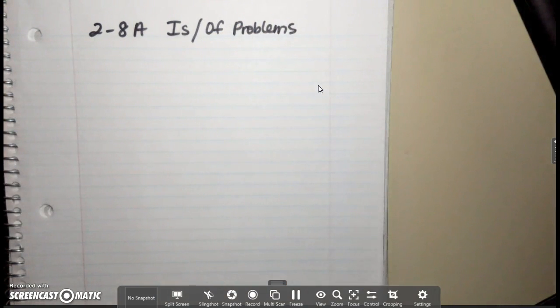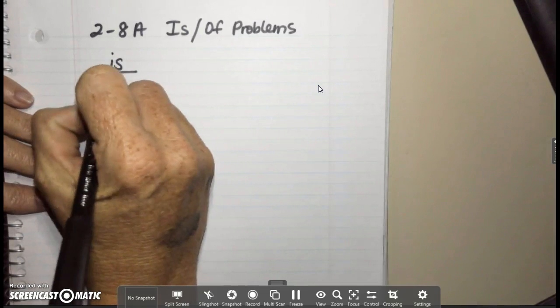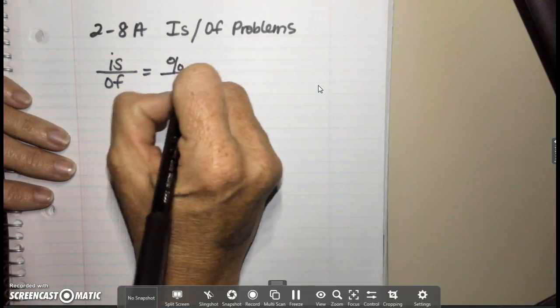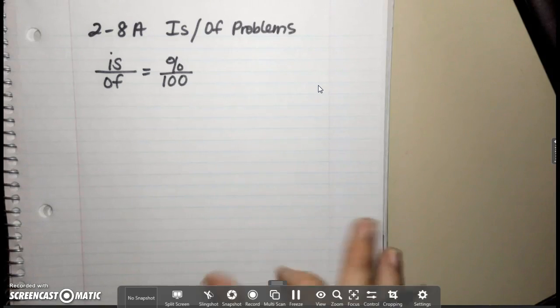Okay, so you want to use the same proportion that you use for all of these, and you can use them for the problems we're going to do today, but it's much easier to just convert to a decimal and multiply. You don't have to go through this hassle, but for some problems, you need to have is over of equals a percent, and percents are always out of 100. Okay? So let's do one that's kind of similar to the sheet you're going to get here in a minute.